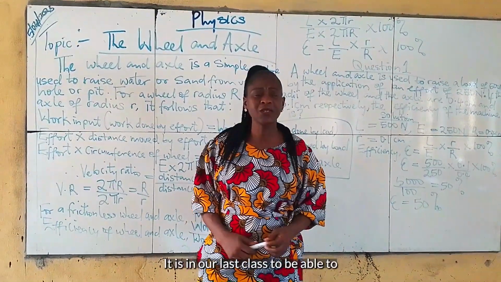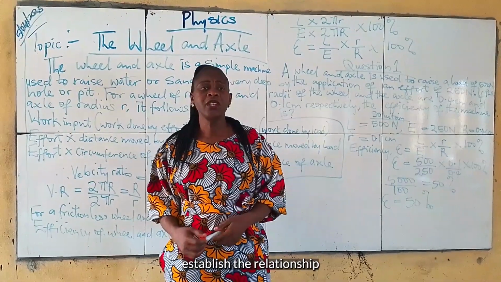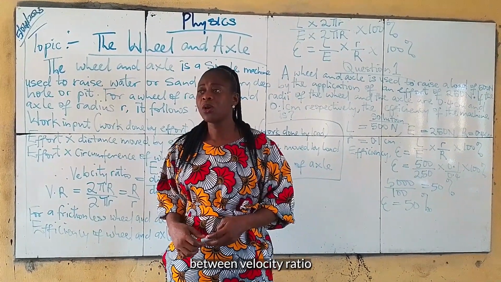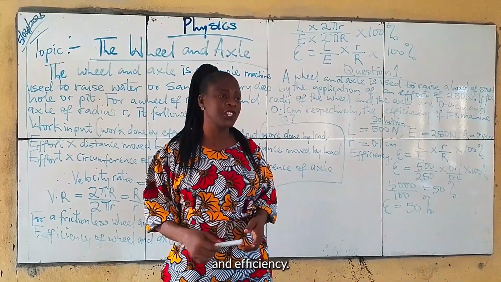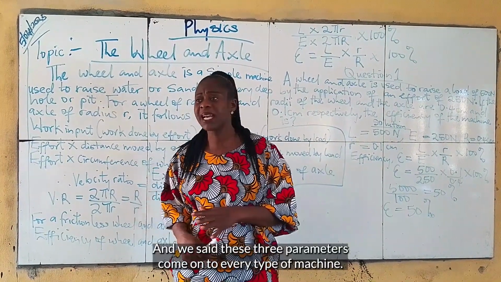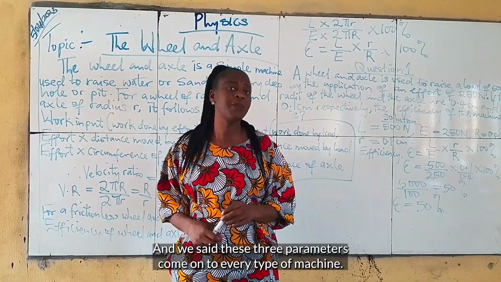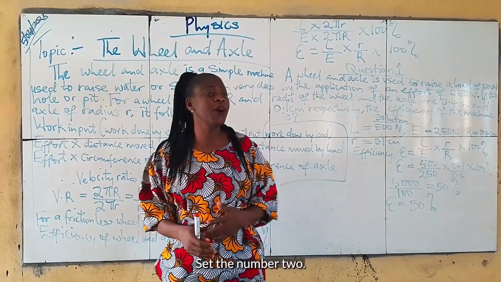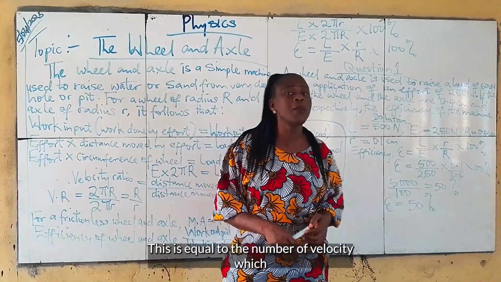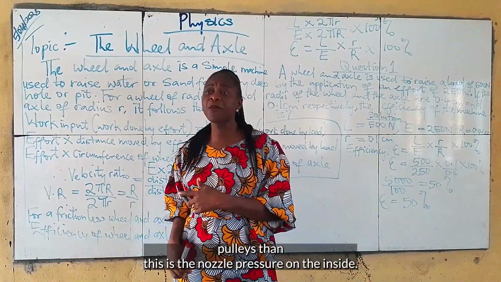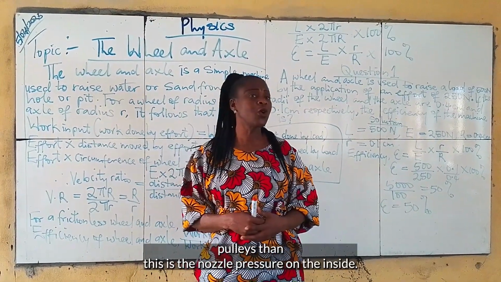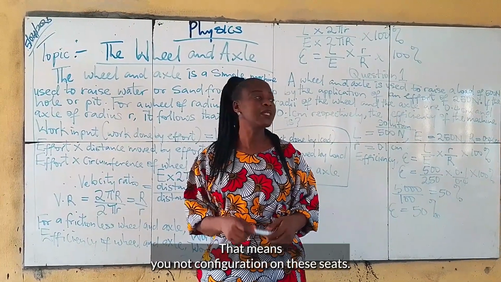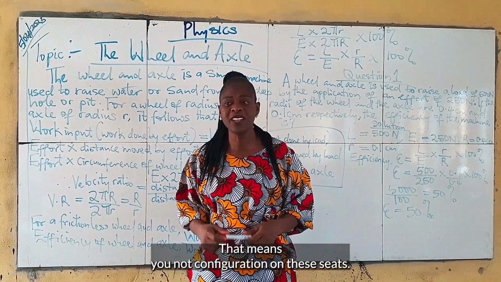In our last class, we were able to establish the relationship between velocity ratio, mechanical advantage, and efficiency. And we said these three parameters are common to every type of machine. We have also looked at the pulley system, and we said the number of pulleys is equal to the velocity ratio. If you have 5 pulleys, that means the velocity ratio of the pulley is 5. If you have 6 pulleys, that means the velocity ratio of the pulley is 6.